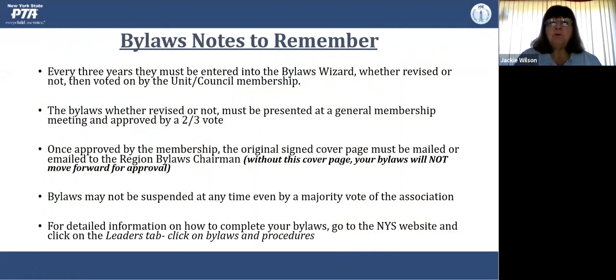Additional bylaws notes to remember: every 3 years, they must be entered into the bylaws wizard, whether they're revised or not, and then they are voted on by the unit or council membership. Whether revised or not, they must be presented at a general membership meeting and approved by a 2/3 vote. Once approved by the membership, the original signed cover page must be mailed or emailed to the region bylaws chair.